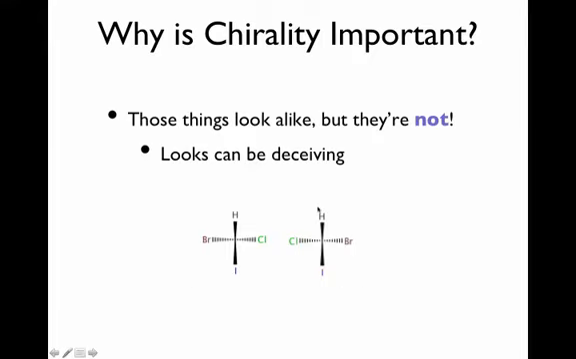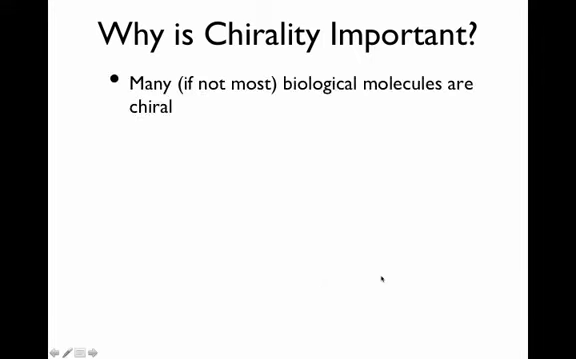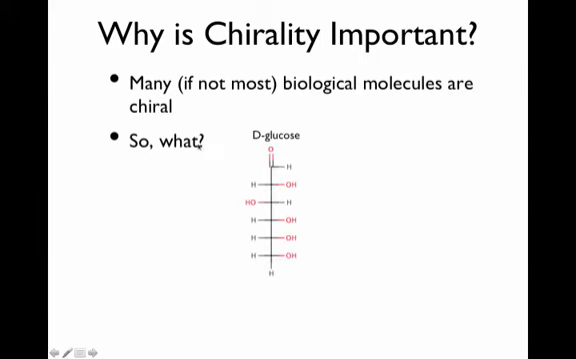So, first of all, looks can be deceiving. That's one answer. It's not super satisfying. I think the next answer is probably more satisfying. Many, if not most, biological molecules are chiral. In other words, many or most biological molecules come in left-handed and right-handed or mirror image forms. So again, maybe you might say, who cares? Here's an example of an answer to who cares.